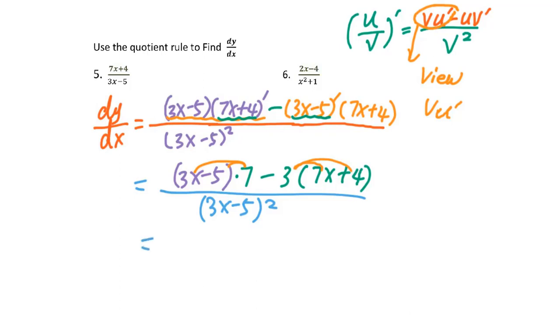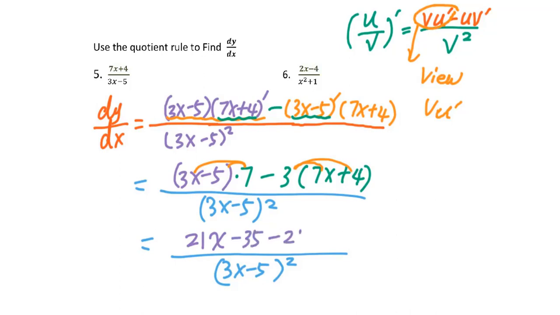So you will get 3x minus 5 squared. The distributive property gives 21x minus 35 minus 21x minus 12. So combine like terms, you will get negative 47 over 3x minus 5 squared. That's the derivative for number 5.